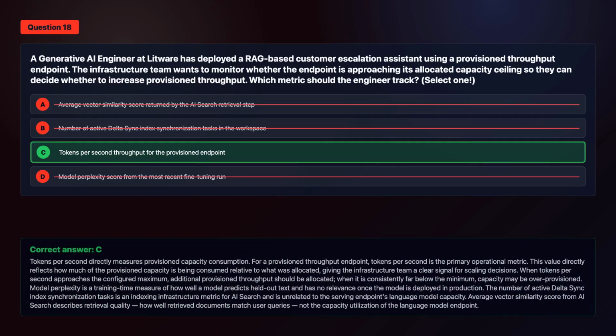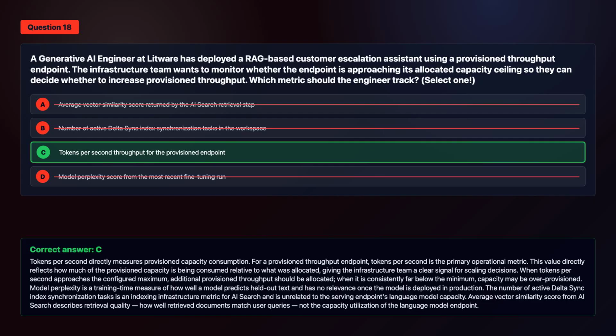The correct answer is option C. Tokens per second directly measures provisioned capacity consumption. For a provisioned throughput endpoint, tokens per second is the primary operational metric. This value directly reflects how much of the provisioned capacity is being consumed relative to what was allocated, giving the infrastructure team a clear signal for scaling decisions.